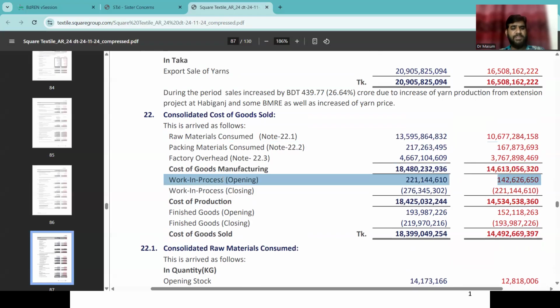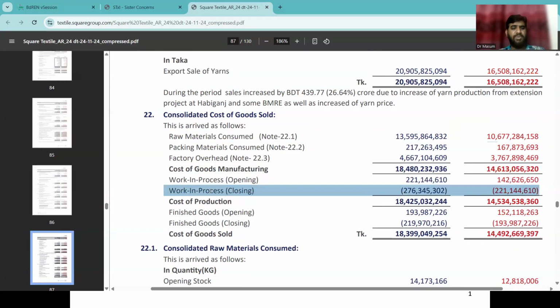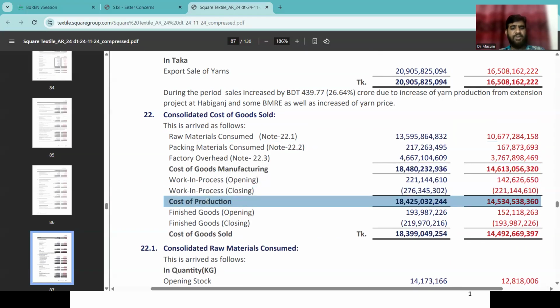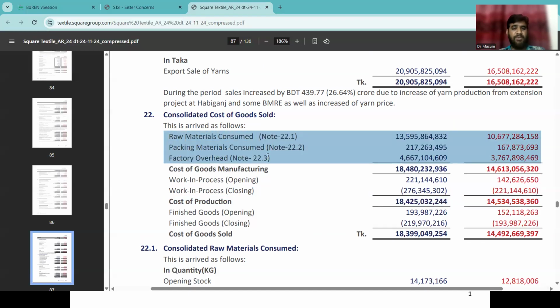Then work in process. This is known as the cost of production. Maybe now you are thinking that one component is missing. What is the component? The component is direct labor. Where is the direct labor?